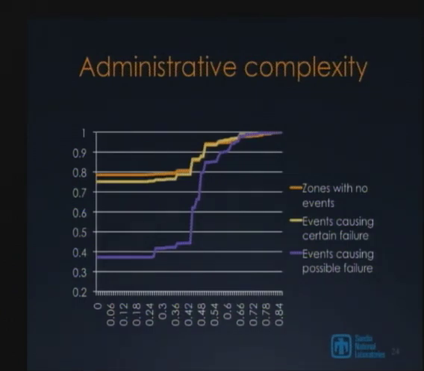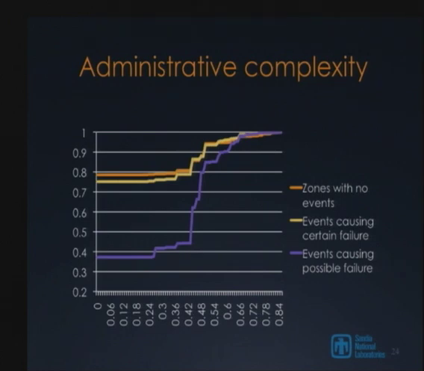So if we look at administrative complexity mapped with the types of errors that we're getting, this is actually kind of what we expected to see. But if you look at the line on the very top, that represents zones where we saw no non-zero failure potential, and that one's fairly high. What that means is that 80% of zones with no events had a 0 administrative complexity, meaning all the administration was self-contained.